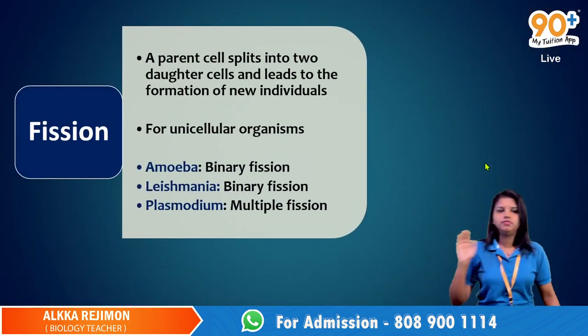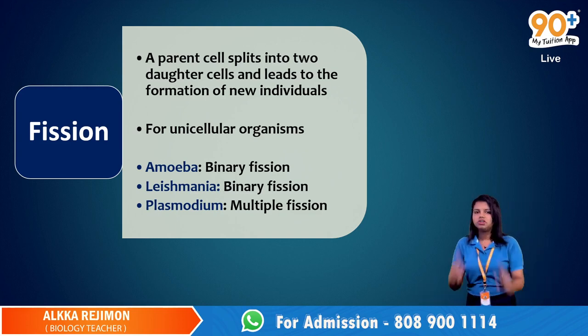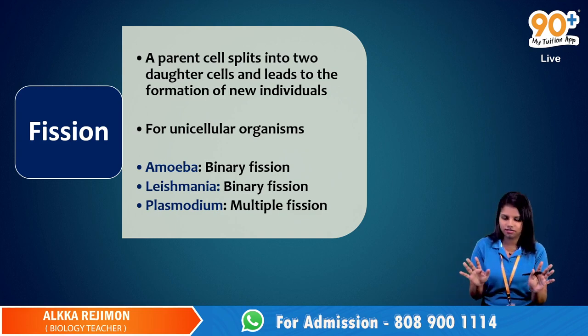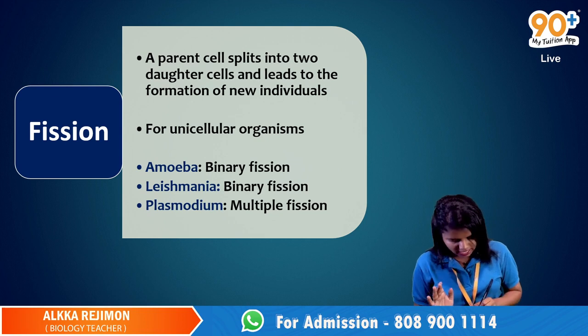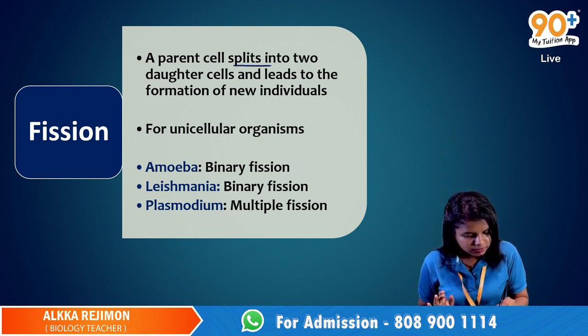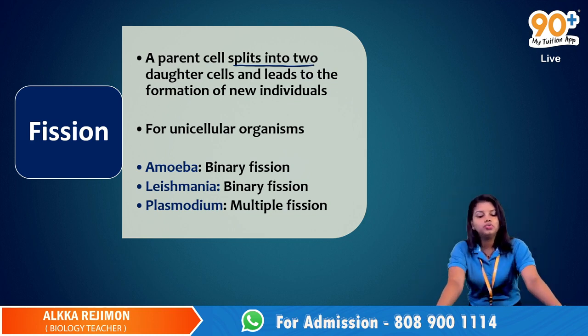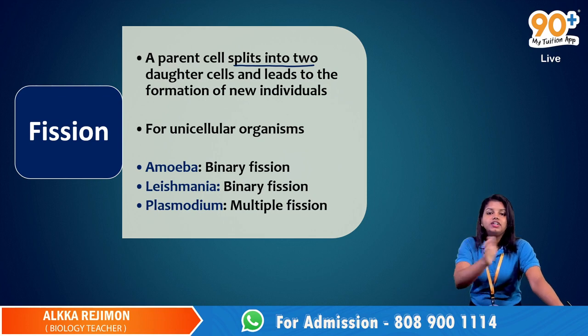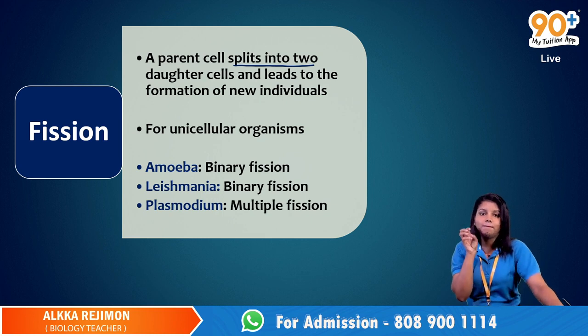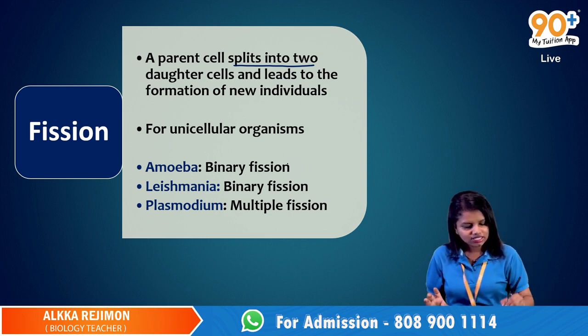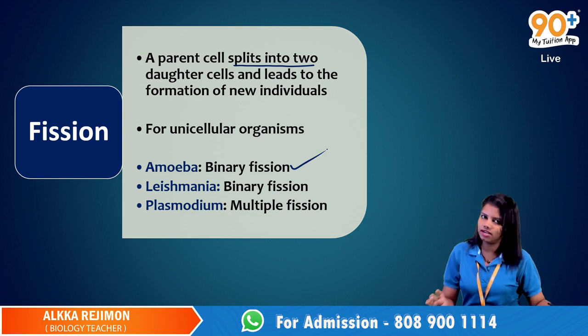So here comes the first type of asexual reproduction, where only a single parent is enough. The parent cell splits into two daughter cells and leads to the formation of a new individual. And that kind of fission where splitting is happening is called binary fission. Here you can see amoeba as an example for binary fission.